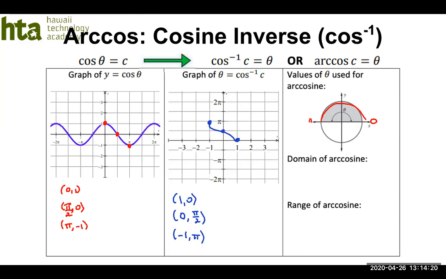And then again, just nice to know information, not need to know information. Domain in regular cosine was from 0 to pi. So that means the inverse's range is from 0 to pi. So theta goes from 0 to pi. And look at the domain. Domain is from -1 to 1, same thing. So the domain for arc cosine is from -1 to 1.